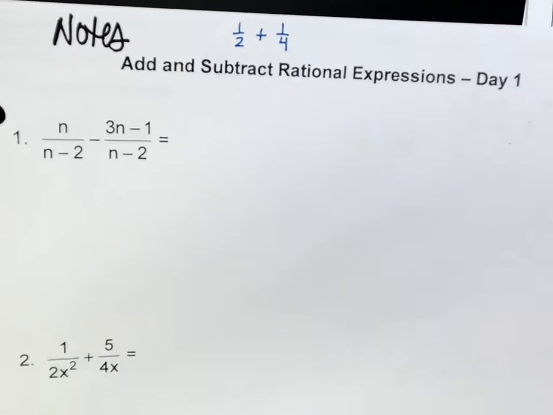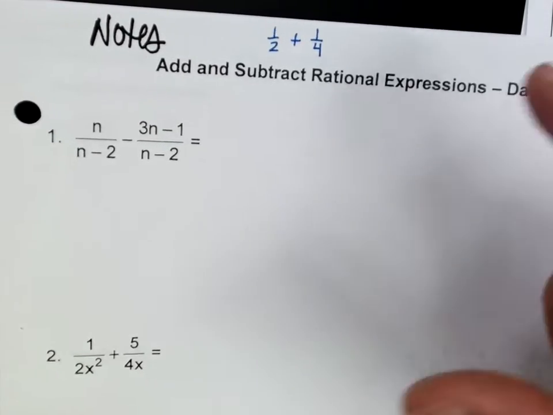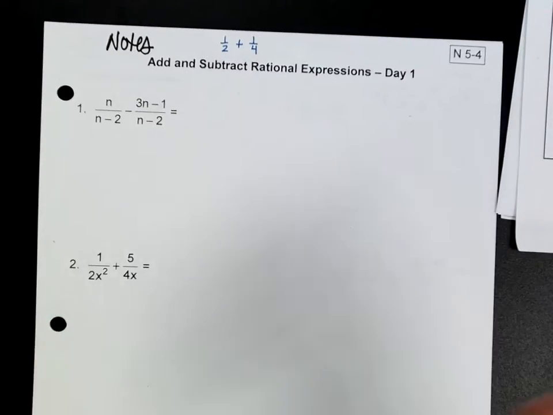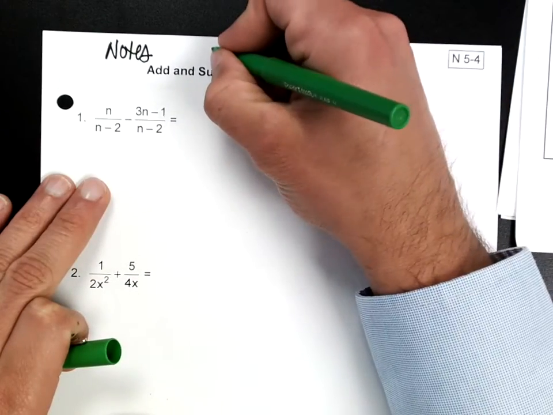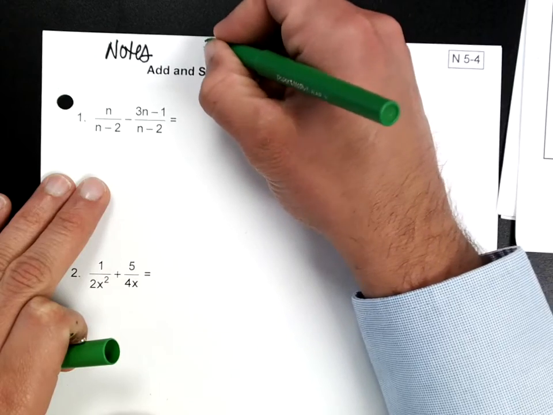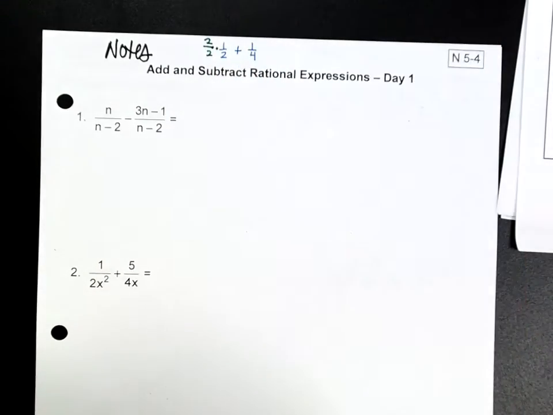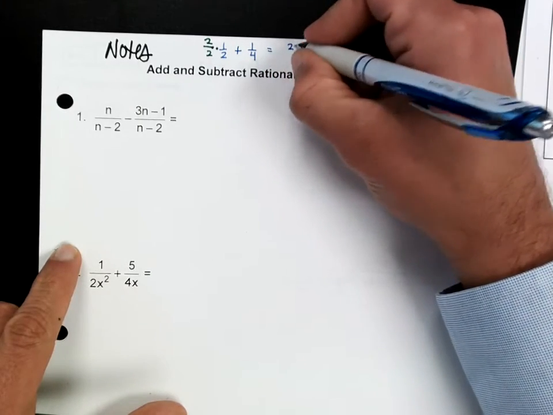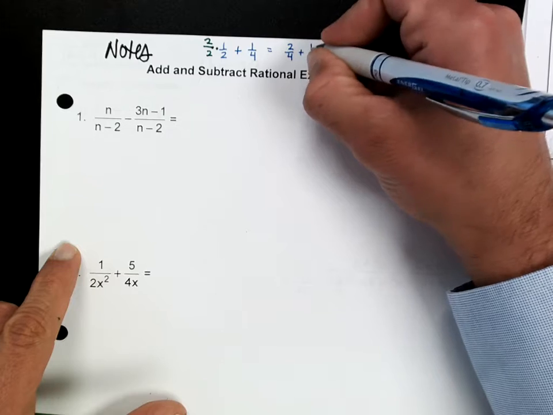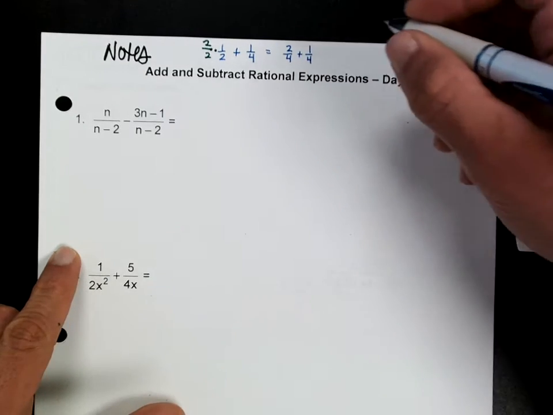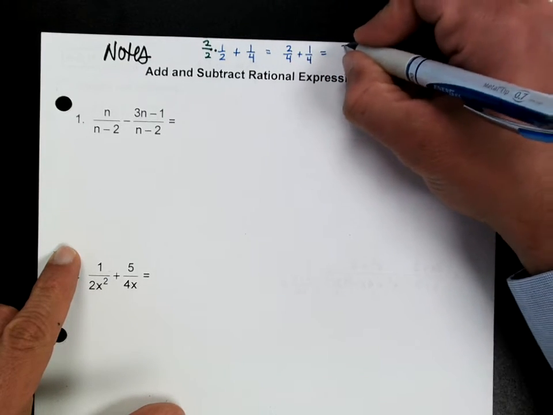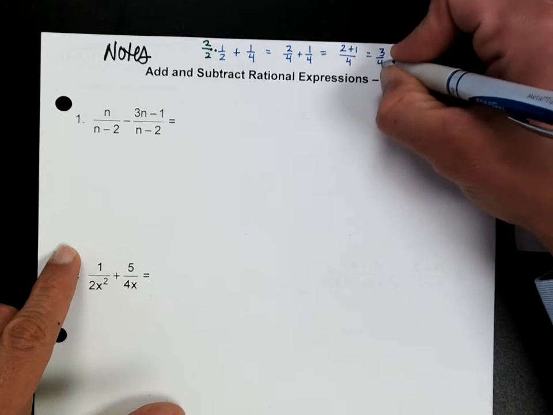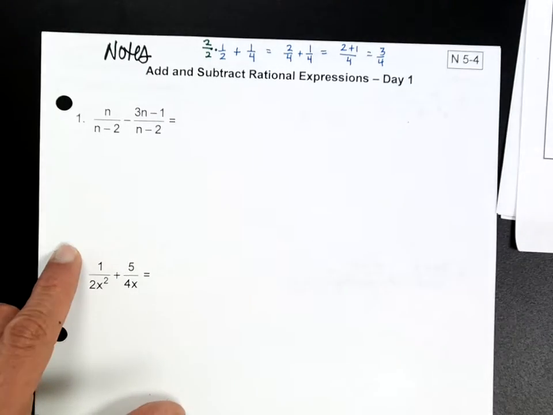And remember, the only thing I can do is multiply. So what do I need to multiply that 2 by to make it into a 4? 2, right? Simple as that. So if I multiply the bottom times 2, I also need to multiply the top times 2. So whatever I do to the bottom, I do to the top. And that will give me 2 over 4 plus 1/4, which then I can rewrite as 2 plus 1 over 4, which is equal to 3/4. Alright, so those steps that you see here are basically what I'm going to be doing on here.